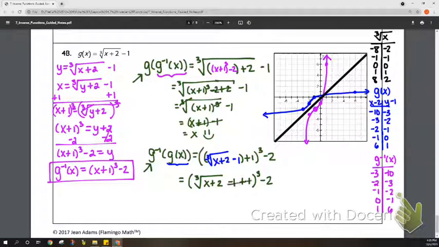Okay, our 1's will cancel. So we have the cube root of x plus 2. I don't really have to have the parentheses now because everything that's inside the parentheses is underneath that cube root. And then it's cubed minus 2. The cube root and the cube cancel. So we have x plus 2, and then I still have my minus 2. The 2's cancel, and we get x, which is what we wanted.